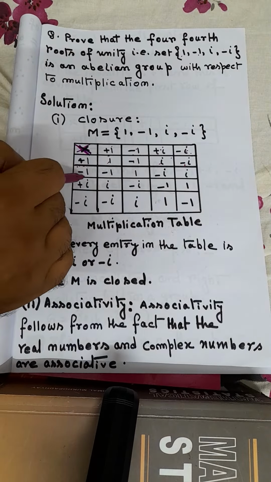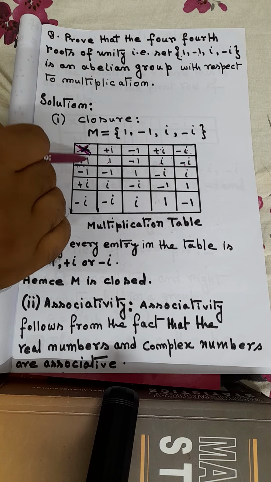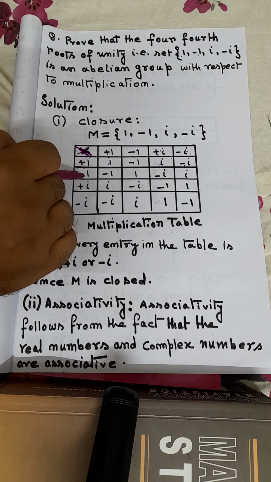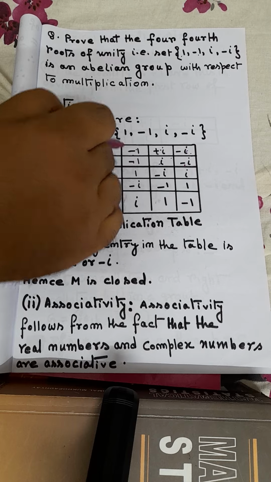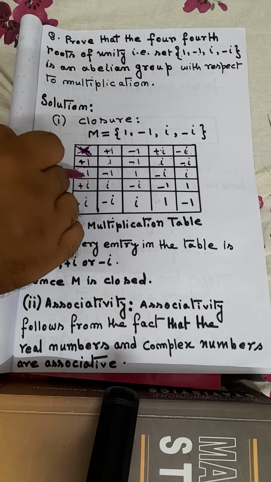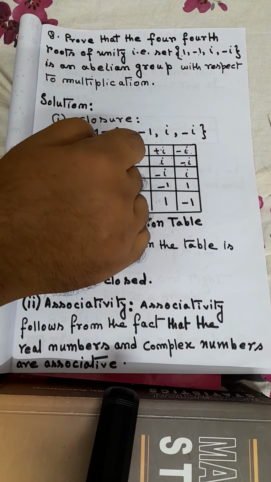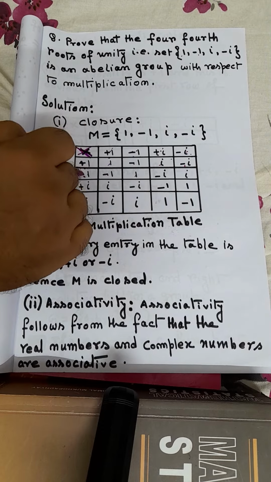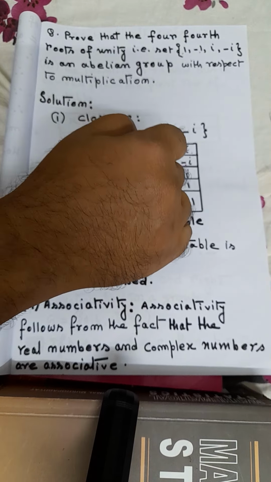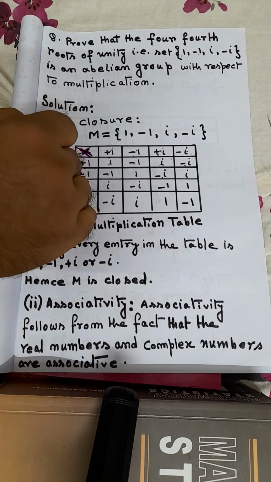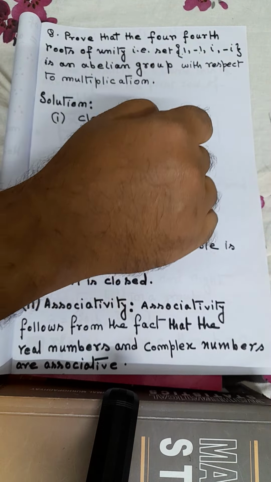In the third row, first column, we put minus 1. Then we multiply minus 1 into plus 1. What will we get? Minus 1. Minus 1 into minus 1, what will we get? Plus 1. Then we multiply minus 1 into plus I. What will we get? Minus I. Then we multiply minus 1 into minus I. What will we get? Plus I.